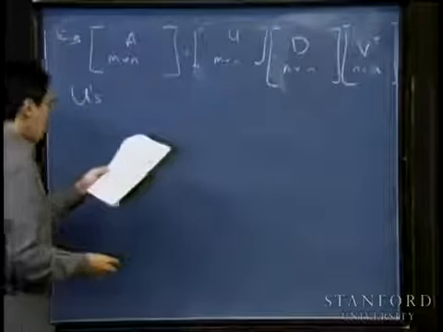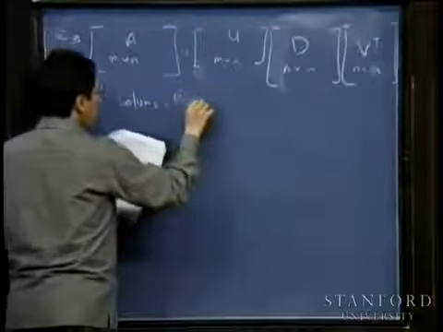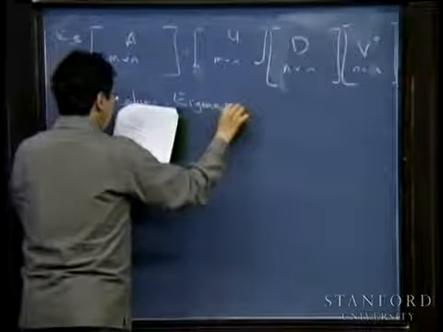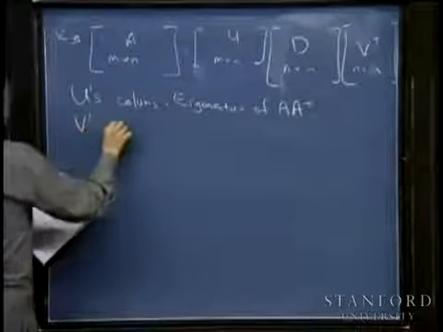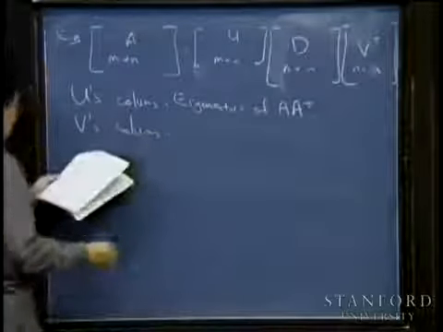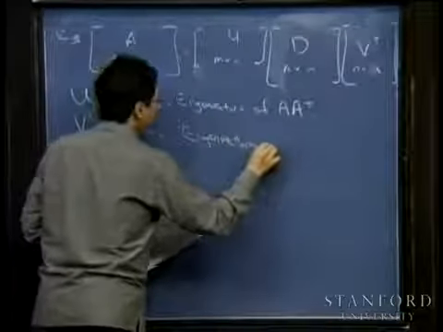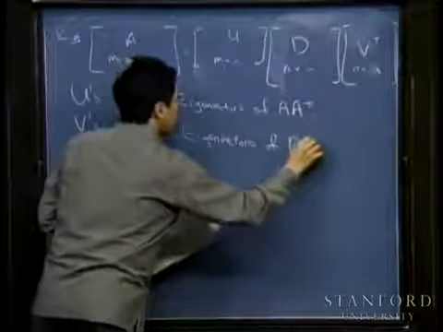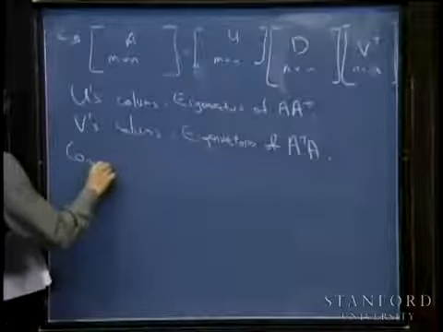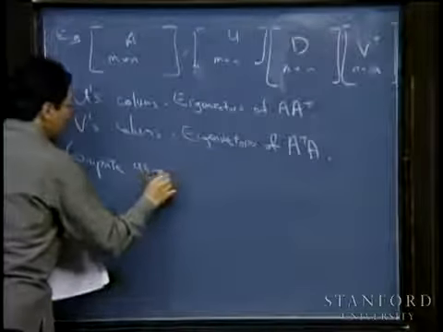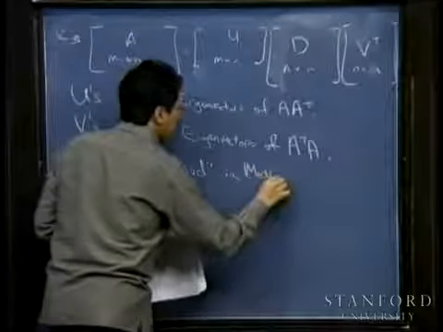And furthermore, in the singular value decomposition, the columns of the matrix U will be the eigenvectors of A A transpose, and the columns of V will be the eigenvectors of A transpose A. And to compute it, you just use the SVD command in, say, MATLAB or Octave.